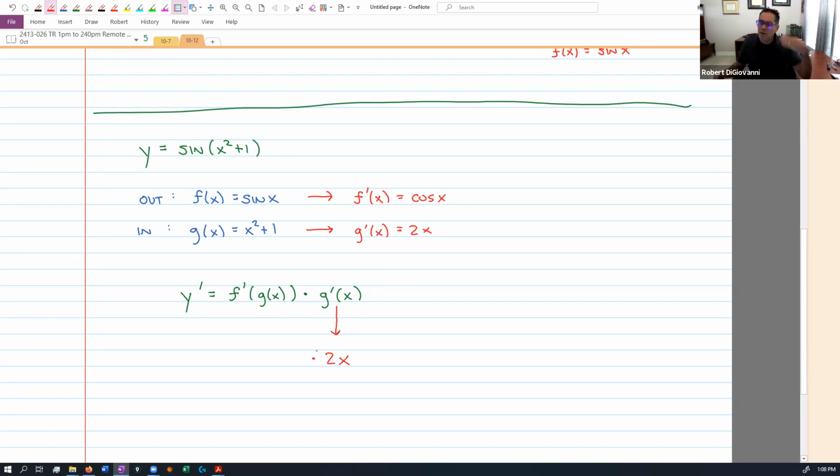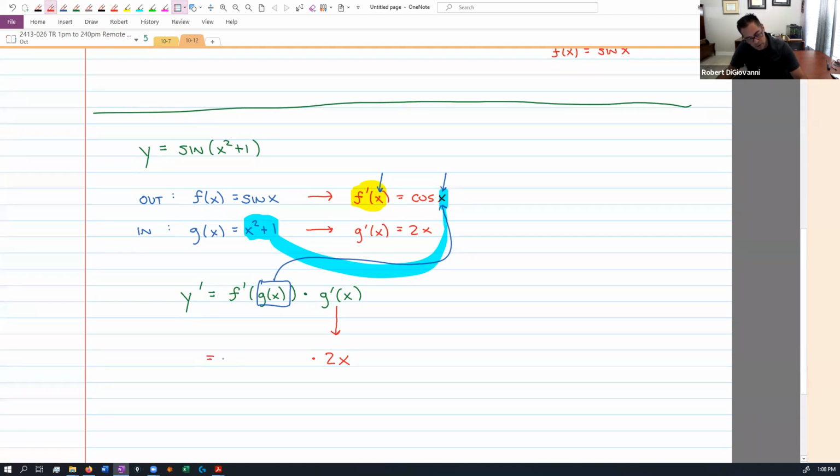The harder part, or the more confusing part, is that you have to now look at the derivative of f, which is this, right? But instead of plugging x in, I want to plug g of x in. I want to plug this into this. And g of x is actually this in blue. That's what I want to plug in right there. So I'm going to write down cosine, but instead of x, I'm going to put x squared plus 1. And that's it. That's your derivative.